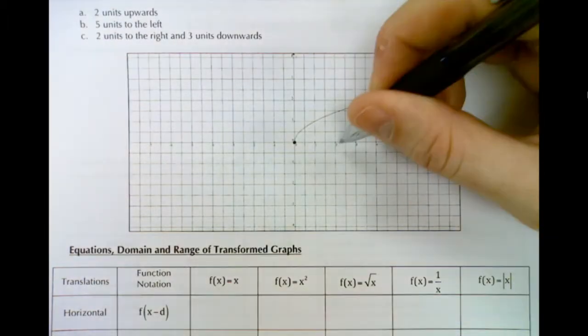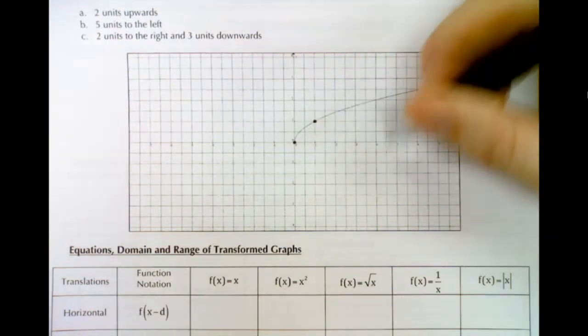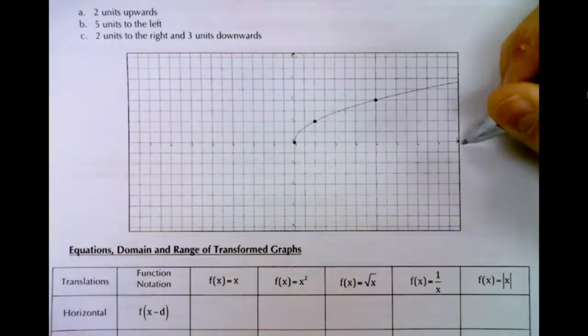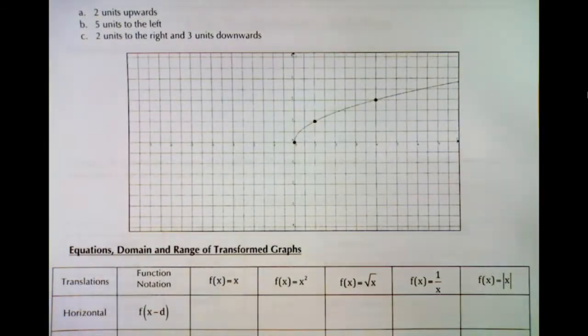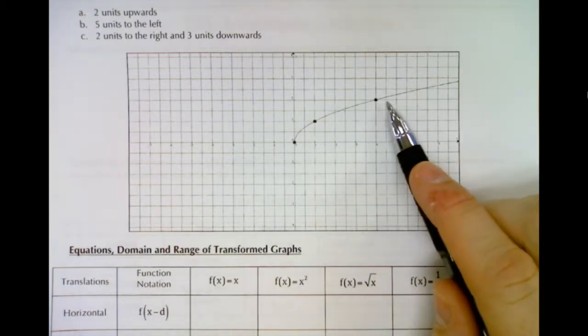There are some nice ones that fall nicely on the grid lines. So 0, 0 is a good one. 1, 1 is a good one. 4, 2 is a good one. And if 9 was on the scale, 9, 3 would be another good one. It's not. So I would just use these 3 points to do the transformation.